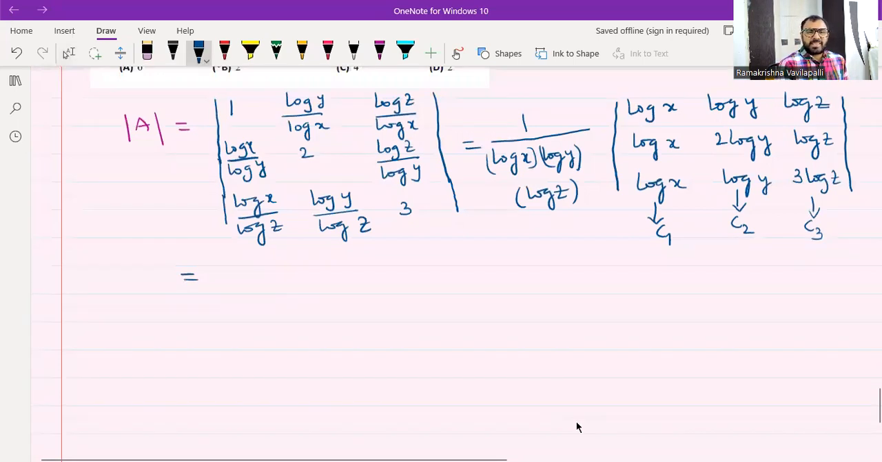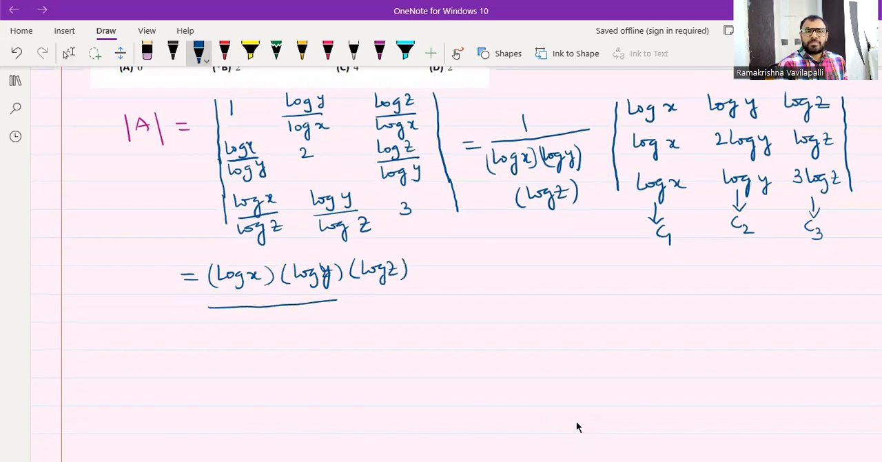Now you see, this is equal to log x taken out from the first column, log y, and log z, whole by log x, log y, log z.